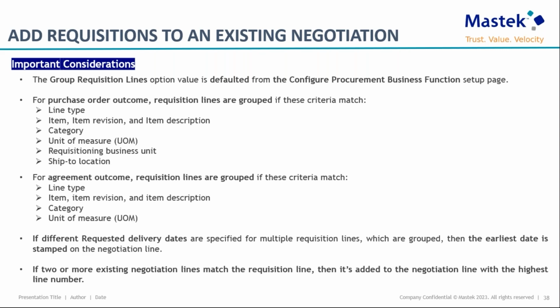The next important consideration is that if there are different requested delivery dates on the requisition lines, then the earliest delivery date will be stamped onto the negotiation line. The next one is if two or more existing negotiation lines match the requisition line, then it will be added to the highest line number.